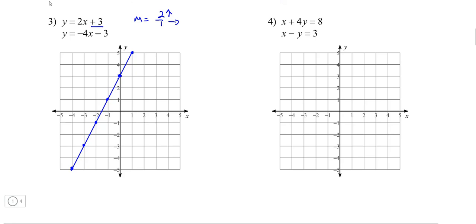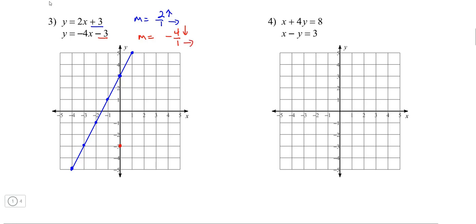Now let's do the second equation. Y equals negative 4x minus 3. So our y-intercept this time is negative 3. That's down here on the y-axis. And our slope is negative 4. That means down 4 and right 1.